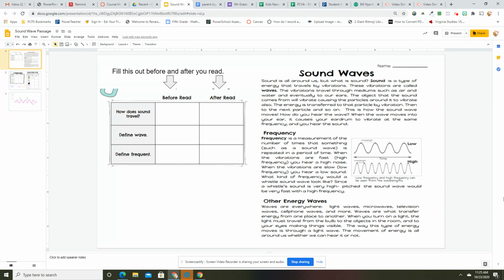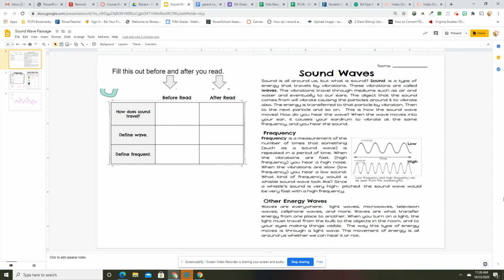How do you hear the wave? When the wave moves into your ear, it causes your eardrum to vibrate at the same frequency, and you hear the sound. Frequency. Frequency is a measurement of the number of times that something such as a sound wave is repeated in a period of time. When the vibrations are fast, high frequency, you hear a high noise. When the vibrations are low, low frequency, you hear a low noise.